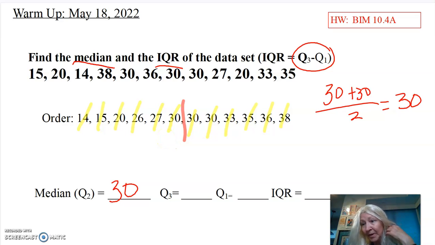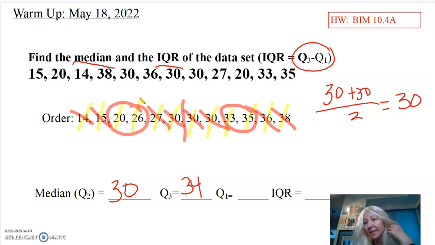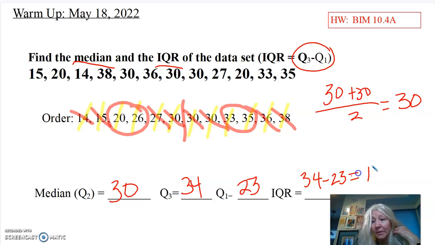I'm going to do the upper half first. I'm going to cross in the other direction, cross off the 30, the 38. Now I get to 2 numbers in the middle, and what's right in between 33 and 35? It's 34. So my Q3 is 34. Then I'm going to do the same thing with the lower half. I'm going to cross off the 14, the 30, 15, 27. What's right in between 20 and 26? If you add them together and divide by 2, or if you can picture it on a number line, it's 23. The IQR is the range of the middle half of the data. It's 34 minus 23. It equals 11. That's how you find the IQR.